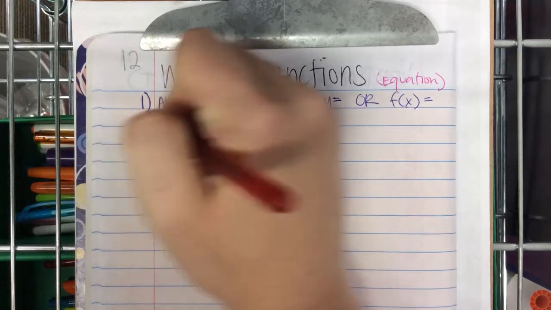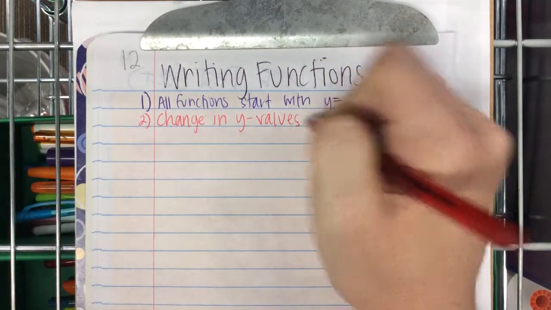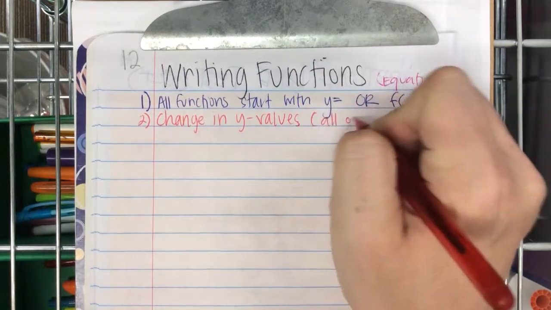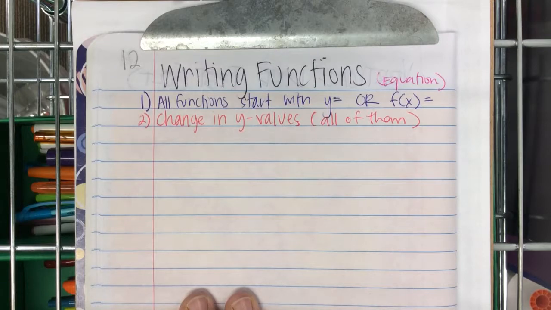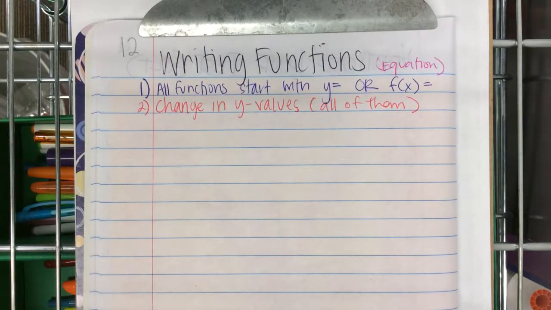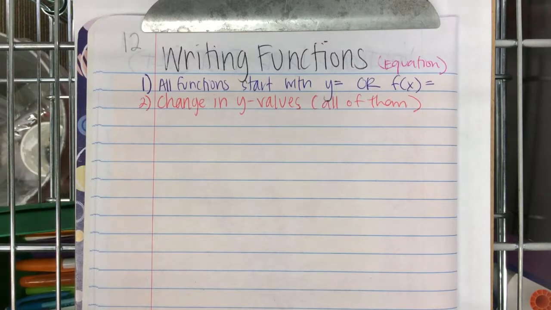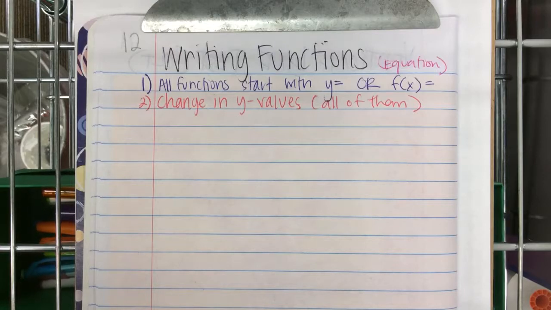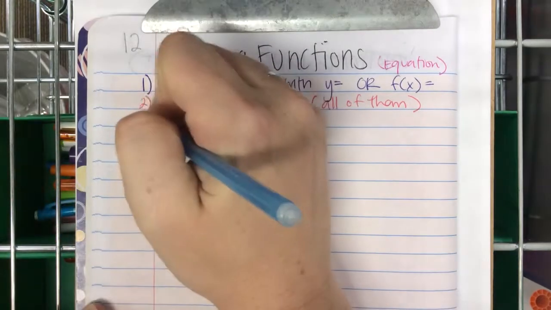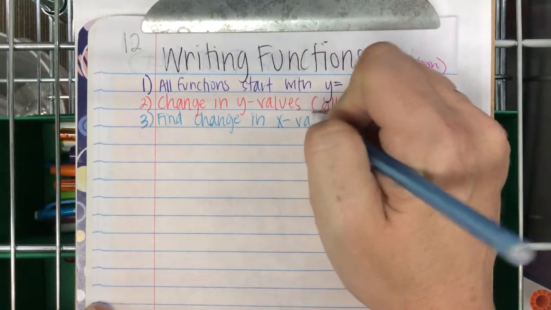Step 2 that you need to do is you need to find the change in y values. Find the change in y values. And I want you to find all of them. So you can do this because in prior lessons you found all of the y values. So you need to find the change in all of the y values. Then the next thing you need to do is find the change in x values. Again, all of them.